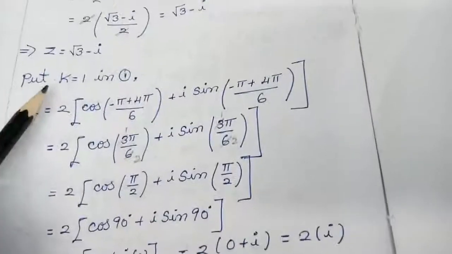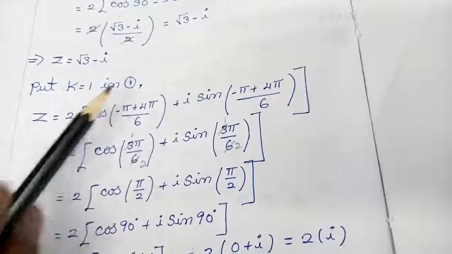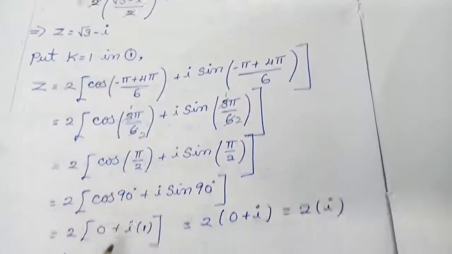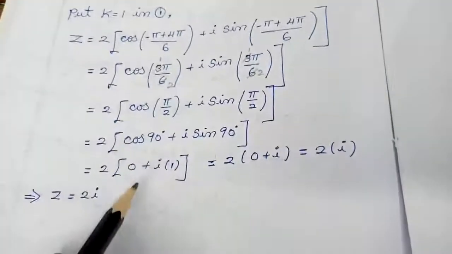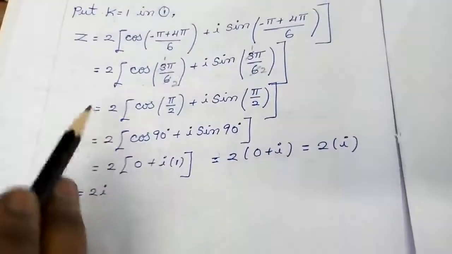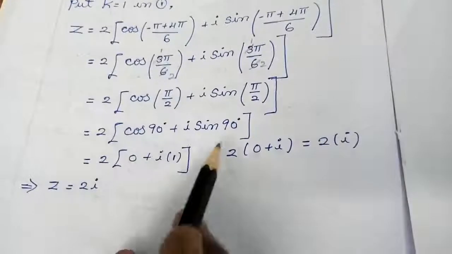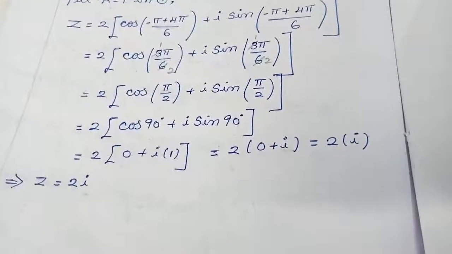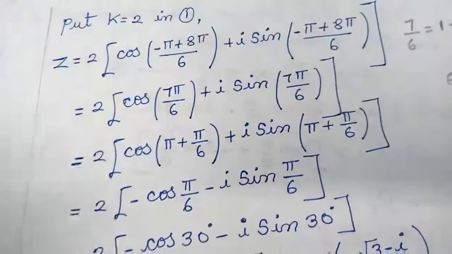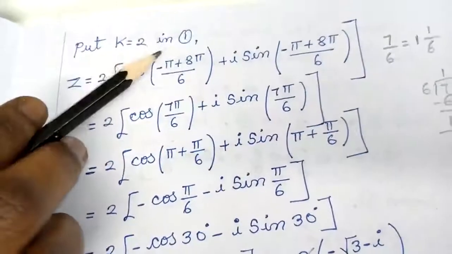Similarly, put k equal to 1 in equation 1. After simplifying, you will be getting a value like this students, that is z equal to 2i. Just try the calculation by your way. While you are trying the calculation, you will understand how to do the sum. So z equal to 2i. Similarly, we are going to give the value for k equal to 2. So put k equal to 2 in equation 1.